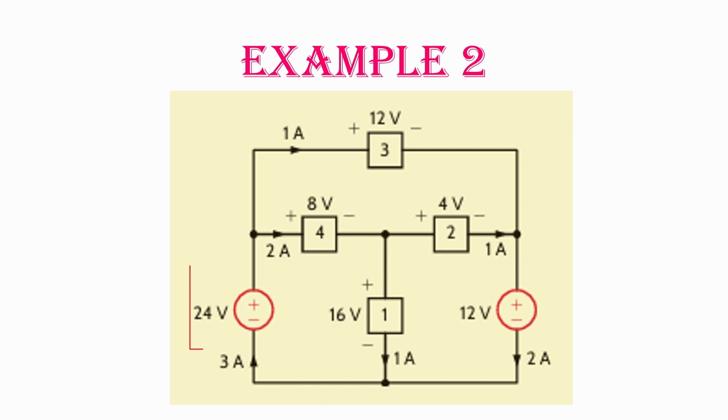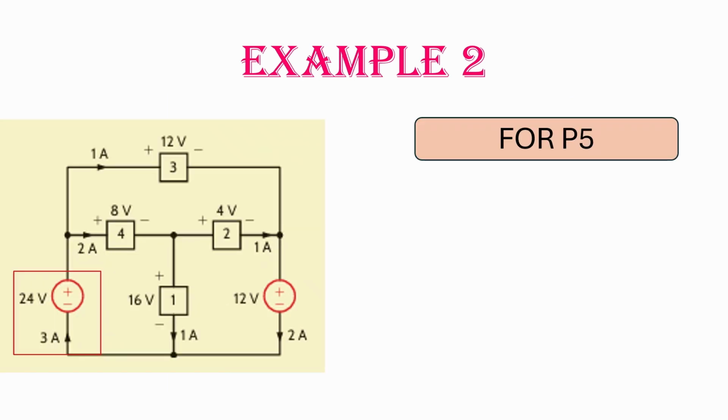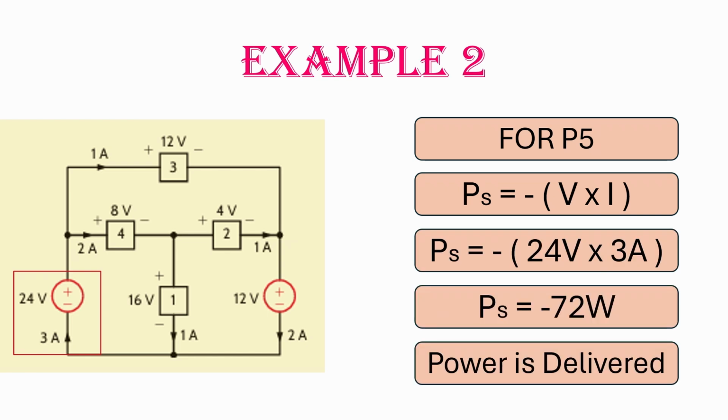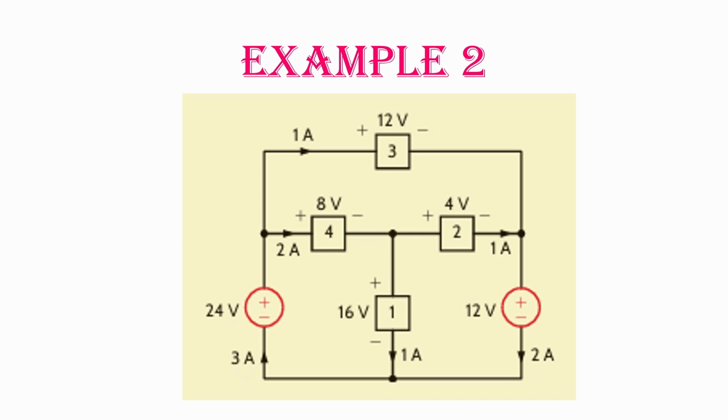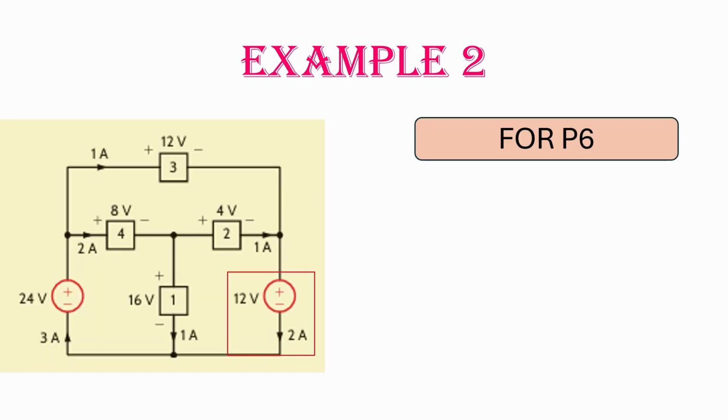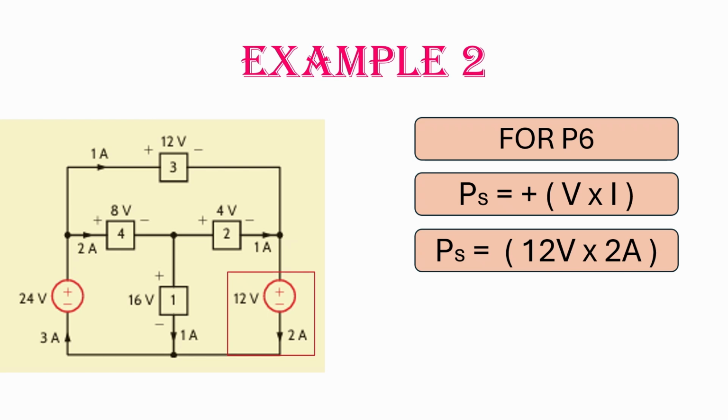For P5, notice here, the current of 3 amperes enters the negative terminal of 24 volts. So P5 is equal to negative 72 watts. For P6, the current of 2 amperes enters the positive terminal of 12 volts. So P6 is equal to positive 24 watts.